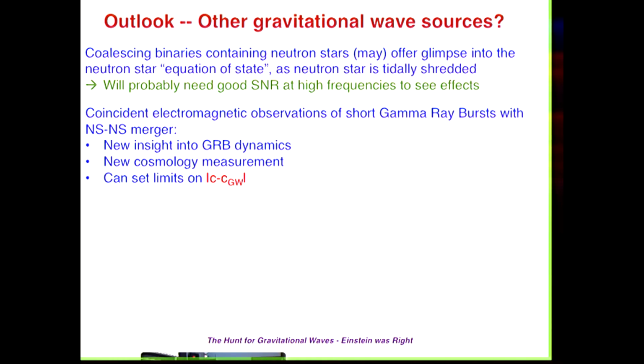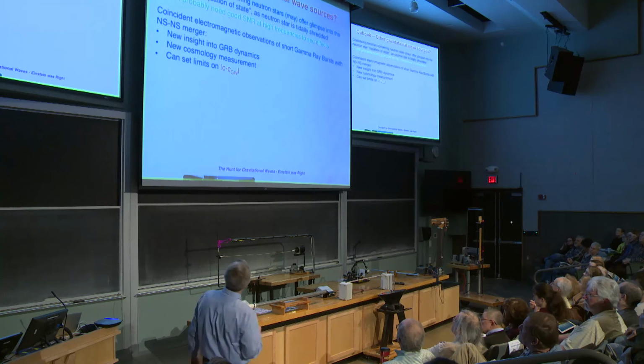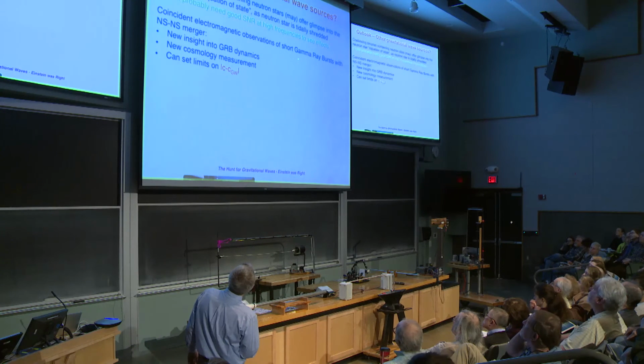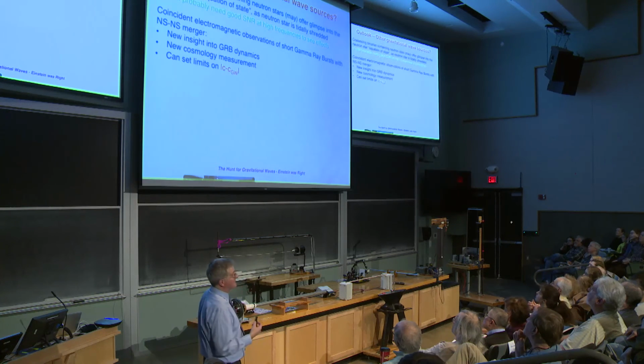We also want to look for electromagnetic observations, meaning optical, perhaps radio, X-ray, gamma ray, that coincide with short gamma ray bursts, which do happen from time to time in our universe and get detected by satellites orbiting the Earth. We'd like to see a coincidence between a gamma ray burst and a gravitational wave detection. That would, of course, give us insight into the gamma ray burst dynamics.